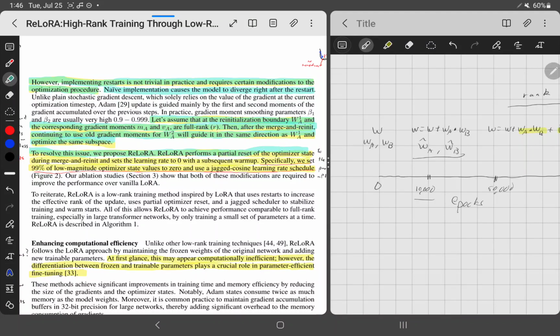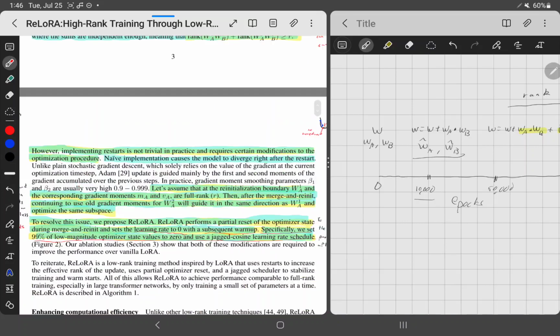ReLoRA performs a partial reset of the optimizer state. During the merge and reinit it sets the learning rate to 0 with a subsequent warm-up. Specifically, we set 99% of the optimizer state values to 0 and use a jagged cosine learning rate scheduler. So basically, they do a few things. First, they set the learning rate to 0.